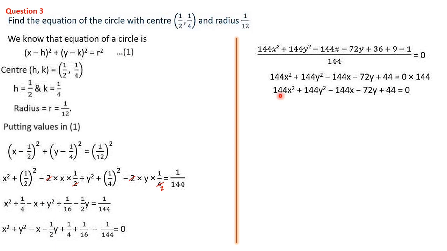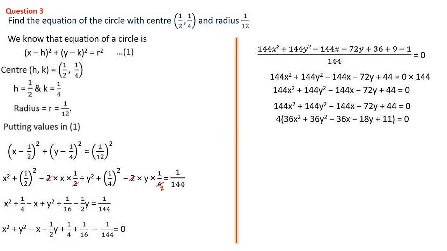Then same like before, on the left hand side: 144x square plus 144y square minus 144x minus 72y plus 44 equal to 0. This is our required equation. But here when we check each term, all the terms are heavy terms. So what we can do here, everywhere there is 4 common, we can take 4 common.